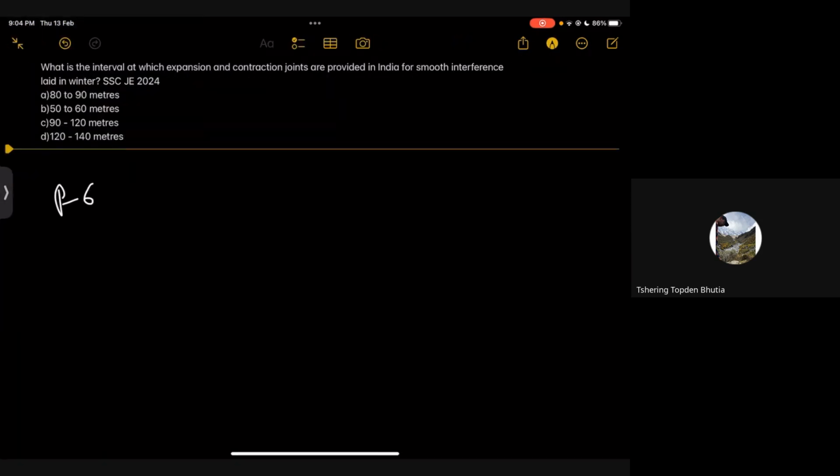Poll number 6. Expansion and contraction joints are provided in India for a smooth interference lead in winter. Think about it: at what distance should we place expansion and contraction joints? That is the only question being asked. Okay, guess how much it would be. What should the distance be for expansion and contraction joints?